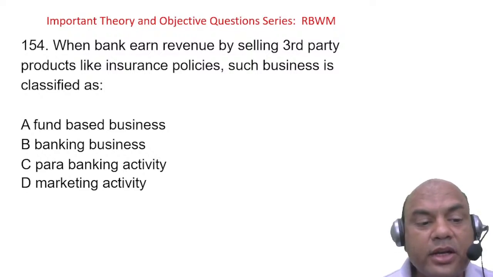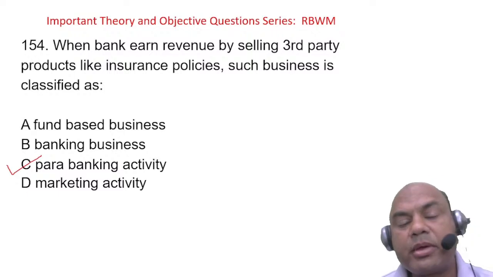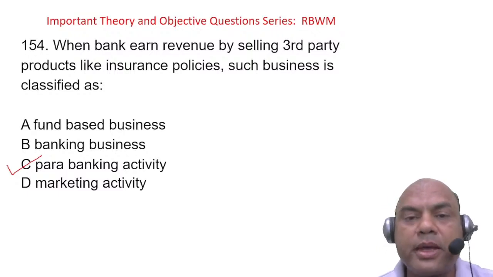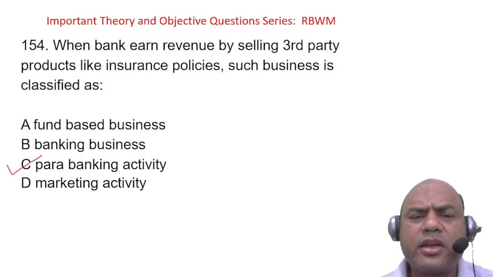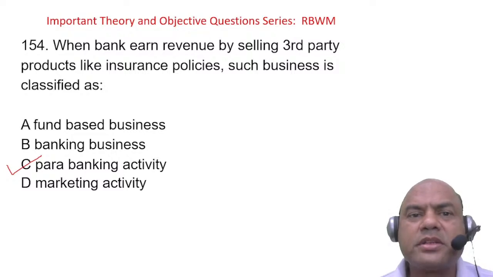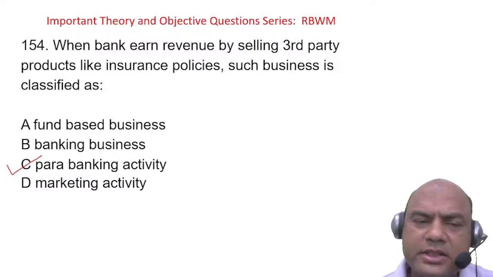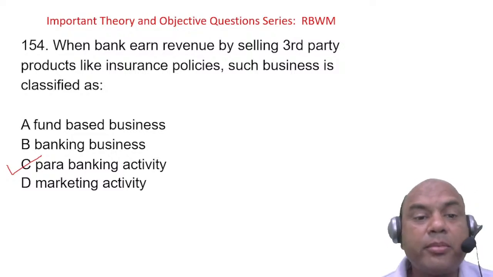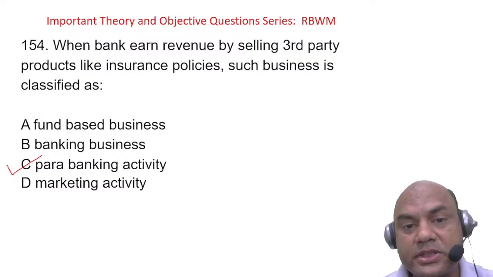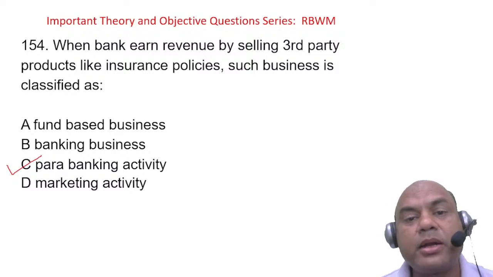So this line is called para-banking. Remember, para-banking means that banking which is not a core product of the bank. It has many names: ancillary services, third-party products, para-banking, all these. So when the bank earns revenue by selling third-party products like insurance policies, here third-party products are many.